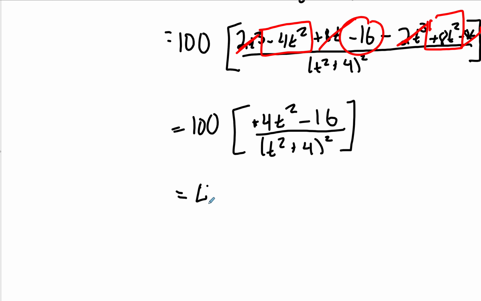Technically, you could pull out the 4 and make it a 400. That might be easier for you, so I'm going to factor that out, and it becomes t squared minus 6, minus not 16, minus 4.